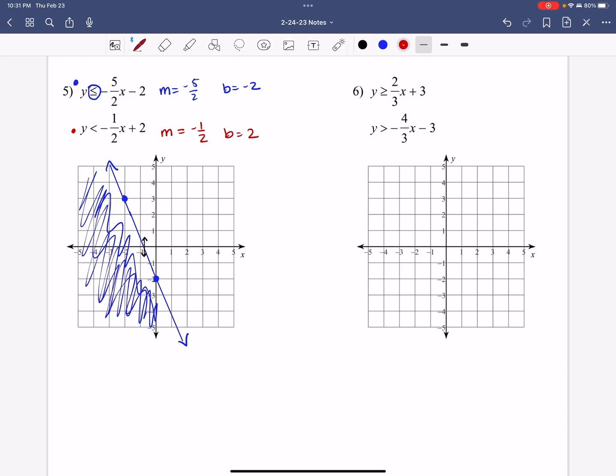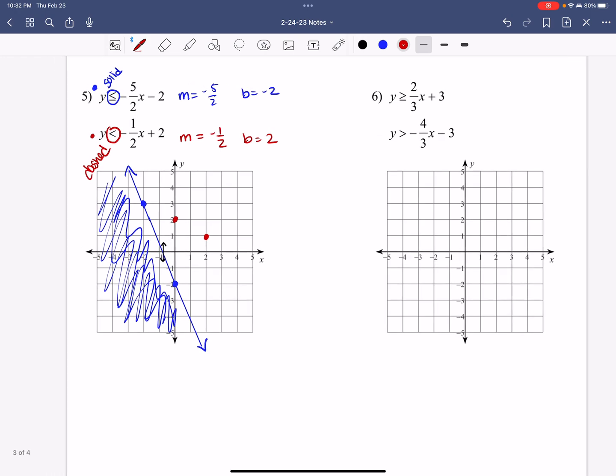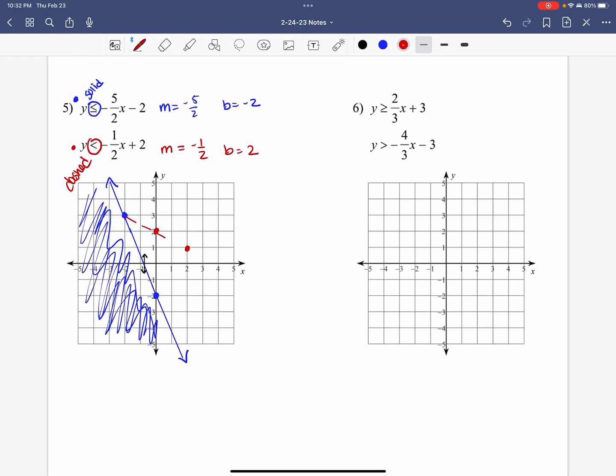Now I'm going to go to the red. My y-intercept is 2. I'm going to go down 1 and over 2. Now, whenever I draw this line, it's going to be dotted, or I'm sorry, dashed. So this is going to be dashed, and I want you to put that the other one is solid up here. So it's going to come from here, and it's literally a dashed line.